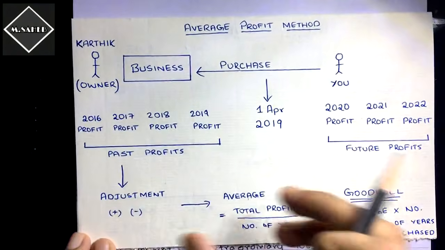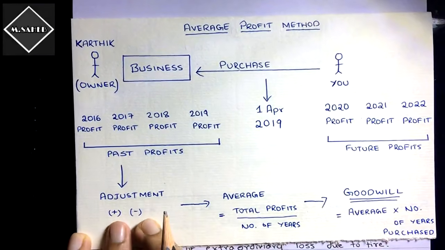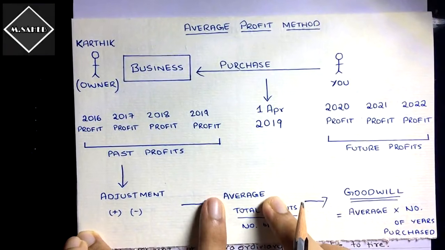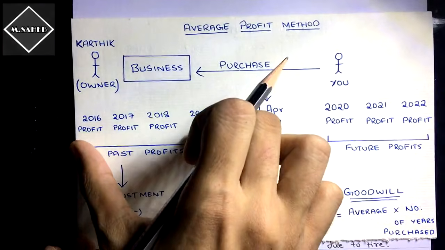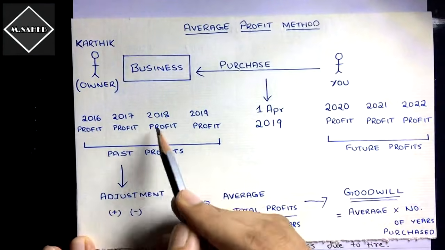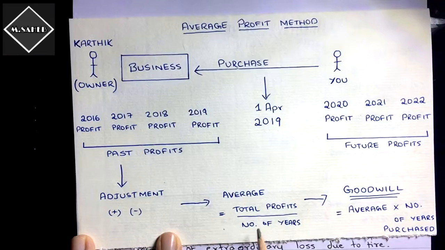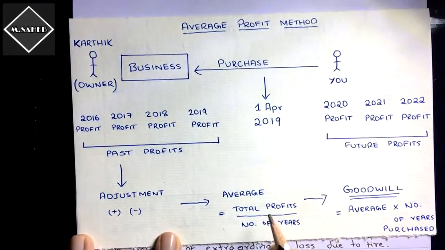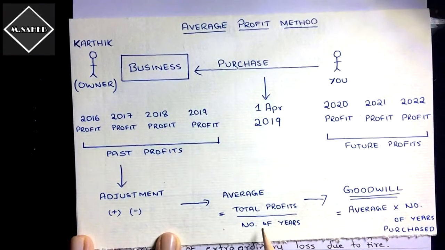Fine, so what I said, you will take the past profit, you have to do some adjustment. I will tell you what adjustment. Okay, so you have to do some adjustment, and then you have to calculate the average. How do you calculate the average? In the question, if you have been given 4 years' profit, then take the total of the 4 years' profit. Okay, let's say 1 lakh, 1 lakh, 1 lakh, 1 lakh, then it will be 4 lakh. So you have to take 4 lakh, just for an example, total profits divided by the number of years. There are 4 years, right? So divided by 4, you will get 1 lakh average profit, isn't it? 1 lakh average profit, total 4 lakh, divided by 4 because the number of years is 4.